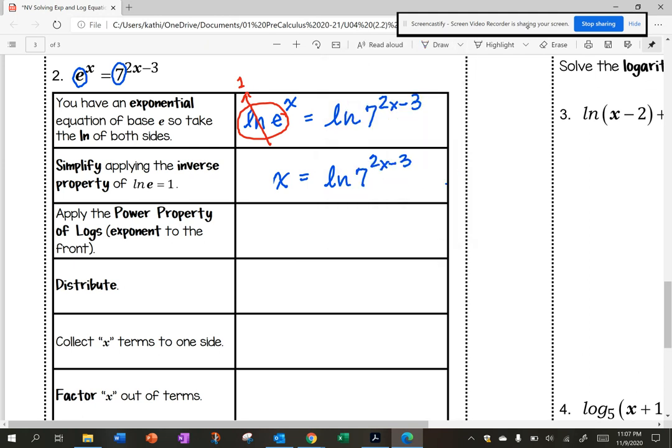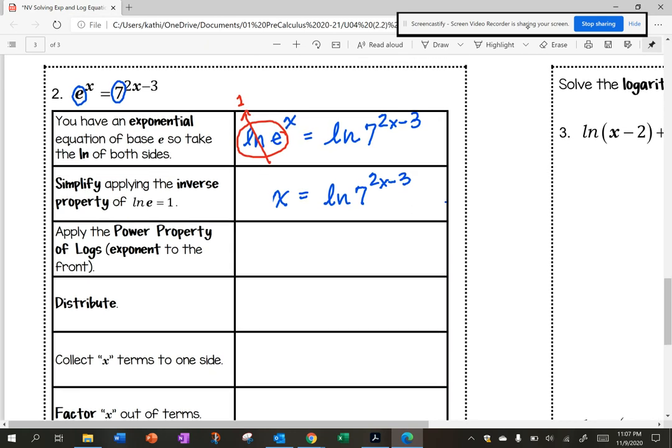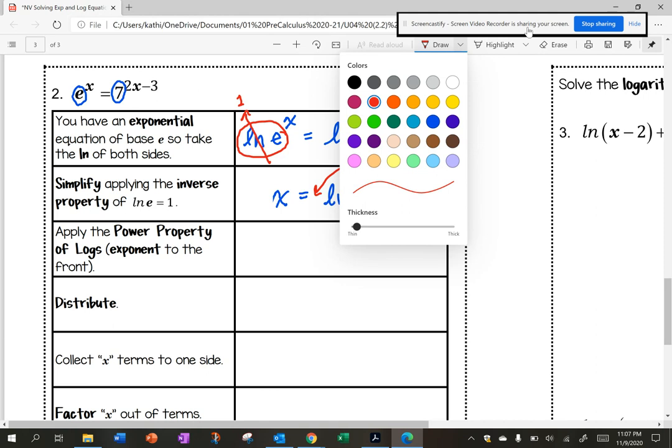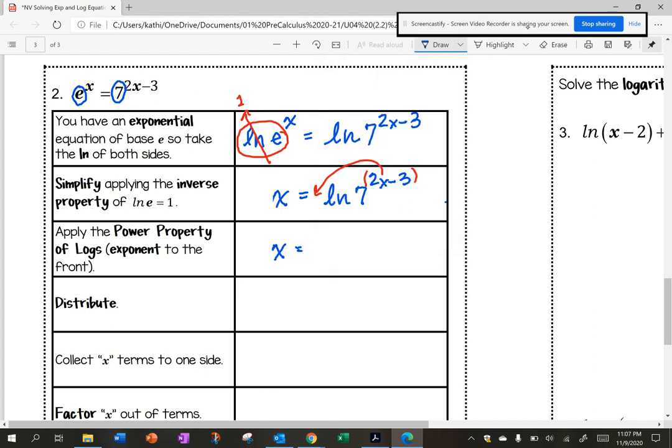Now I'm going to use the power property and bring the exponent in front. So I have x equals (2x minus 3) natural log of 7. The parentheses are important.